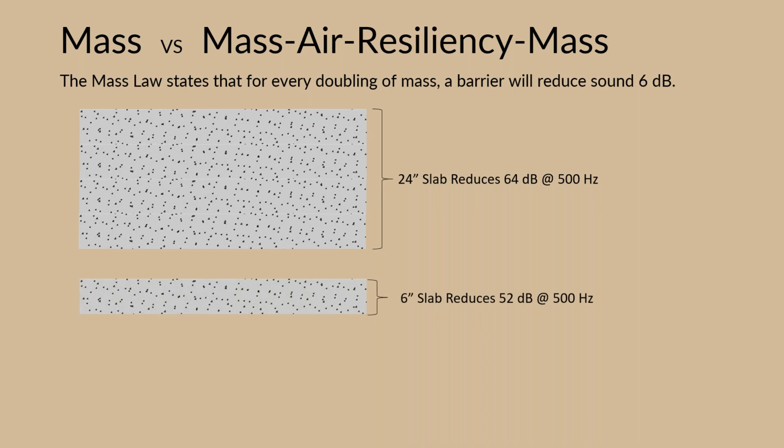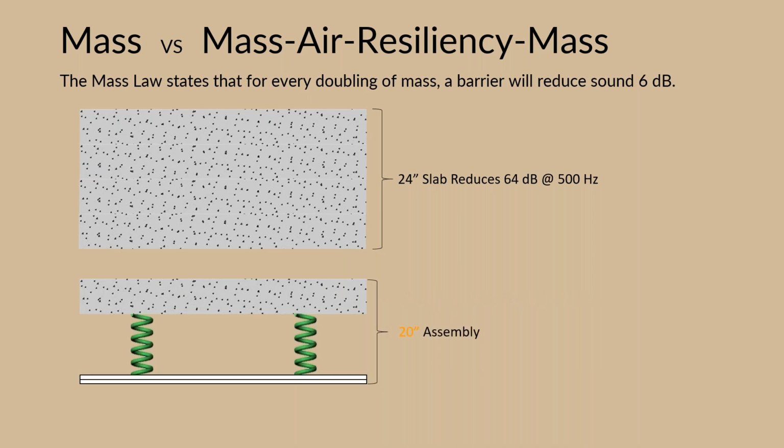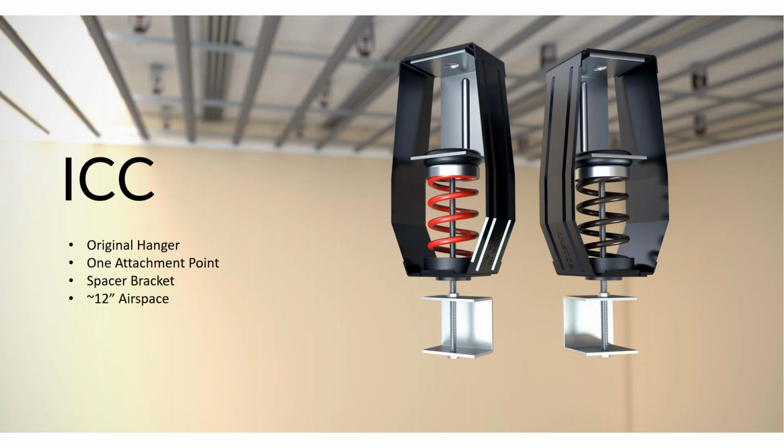If, however, we start with that same 6-inch slab, 52 decibels at 500 hertz, add something resilient and a couple layers of drywall for an overall 20-inch assembly, you look at the test reports and you'll see you get 84 decibels at 500 hertz. So not only are you getting 20 more dB, which is a giant reduction in noise, but you're also doing it for a very small percentage of the cost to build that assembly versus a 24-inch slab.